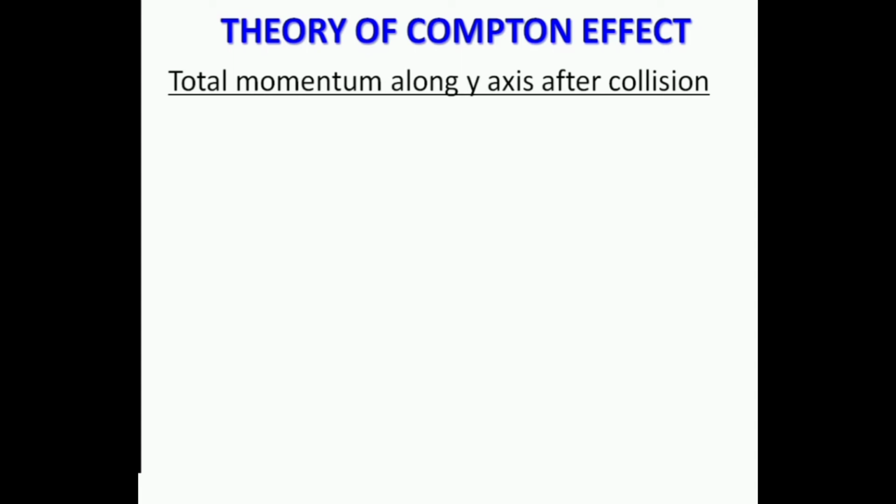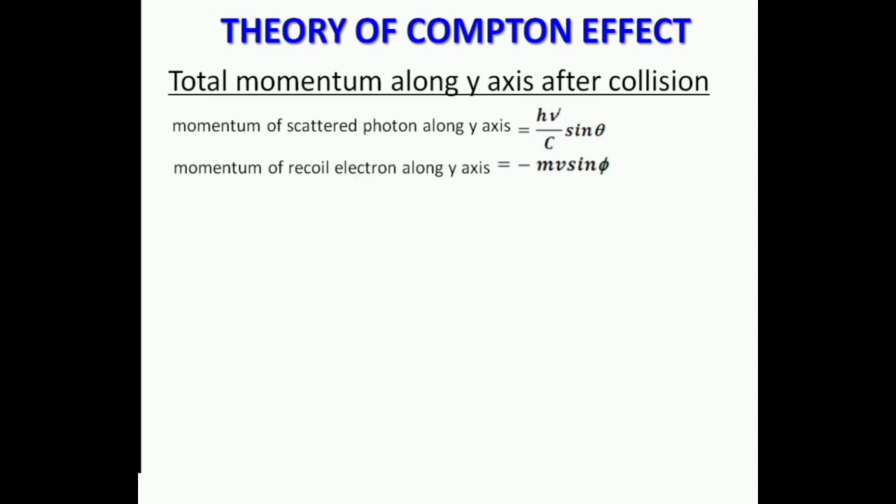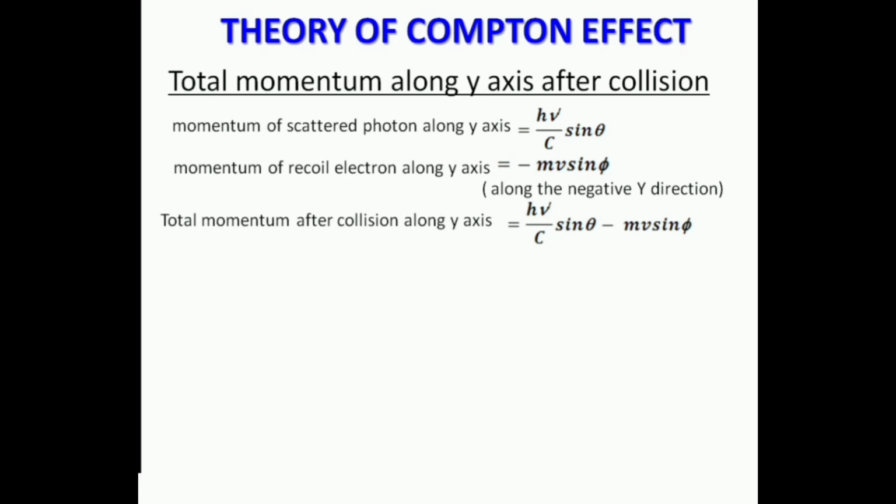Now the total momentum along the y-axis after collision: the momentum of the scattered photon along the y-axis is h nu prime upon c sin theta, and the momentum of the recoiled electron along the y-axis is negative mv sin phi, because the phi angle is a negative angle along the negative y direction.